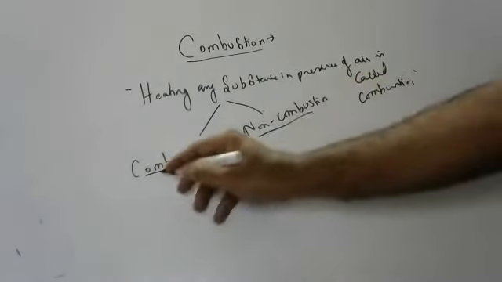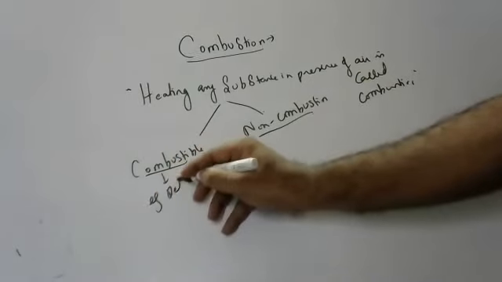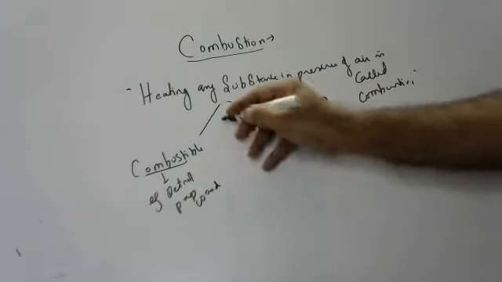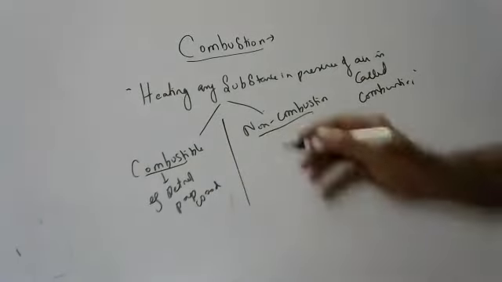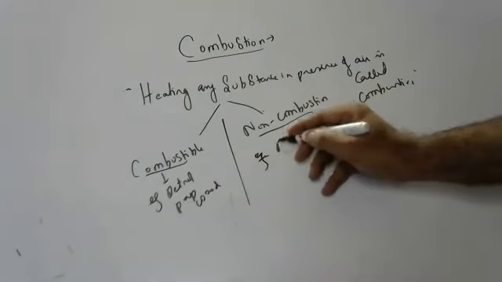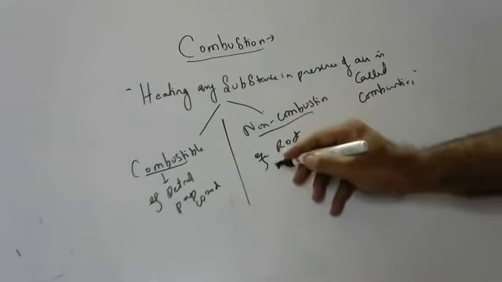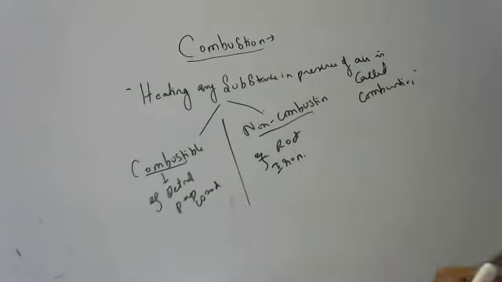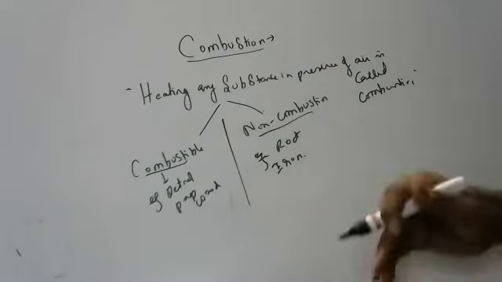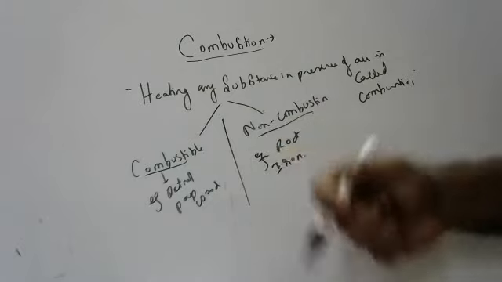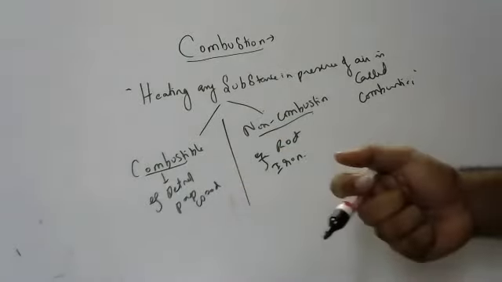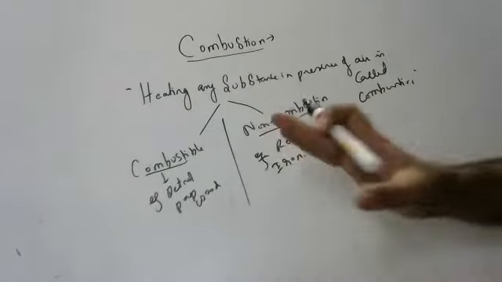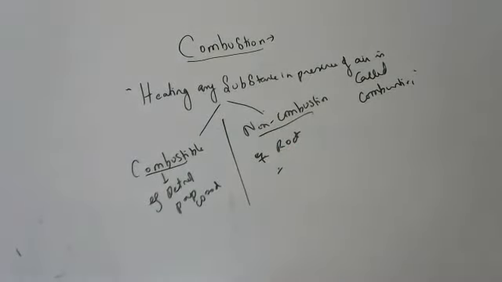Try to listen. Examples of combustible substances are petrol, paper, and wood. Slow or fast, they will catch fire. Whereas rock, metal, iron: I will give you an iron piece and ask you to combust it, you can't. Normal combustion is different. If I give a big iron rod and ask you to combust it, it becomes very difficult at normal temperature. Rock, no. So these are non-combustible substances.